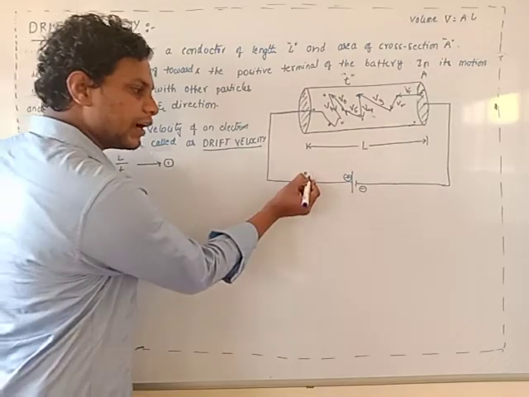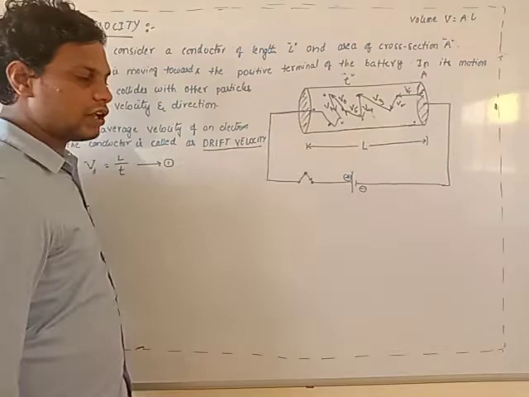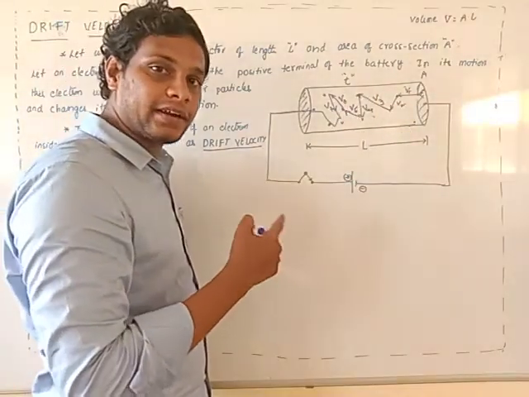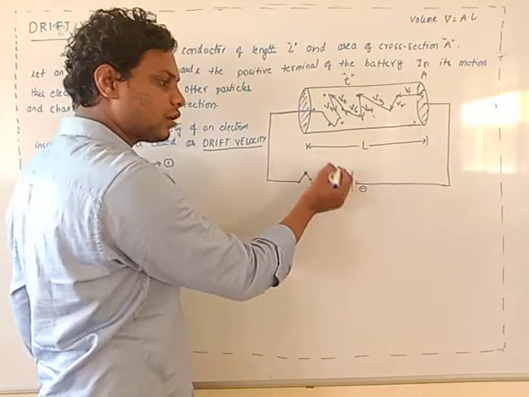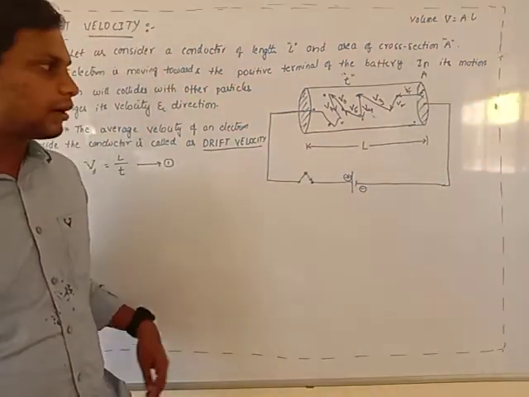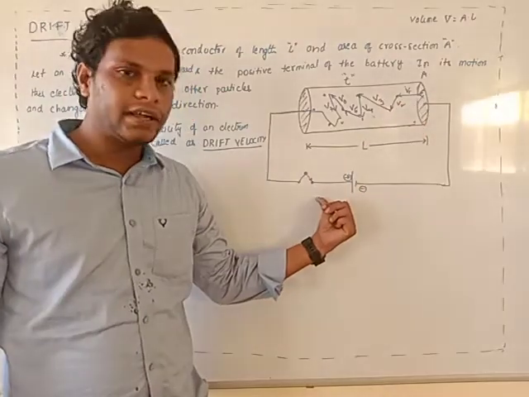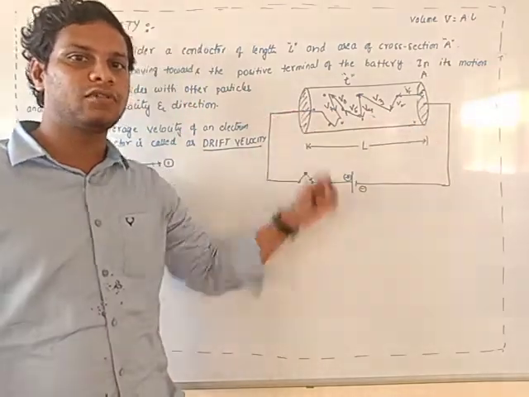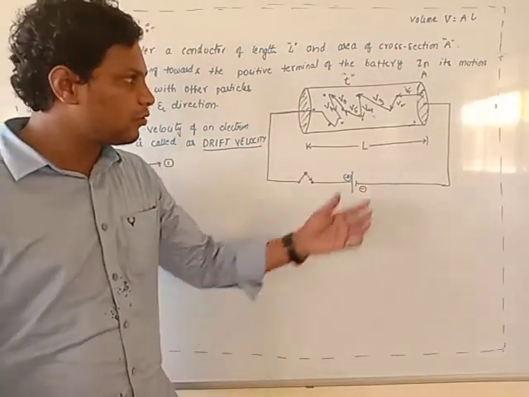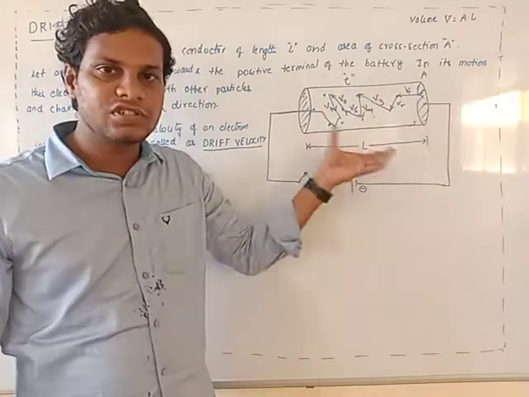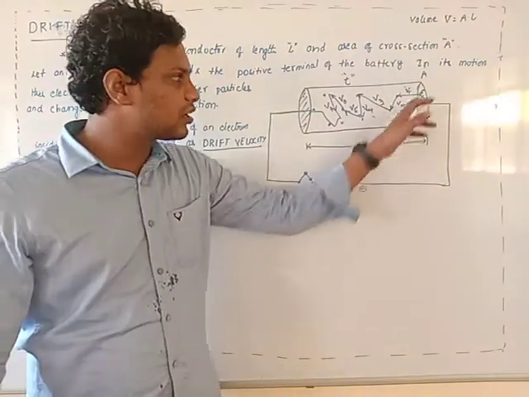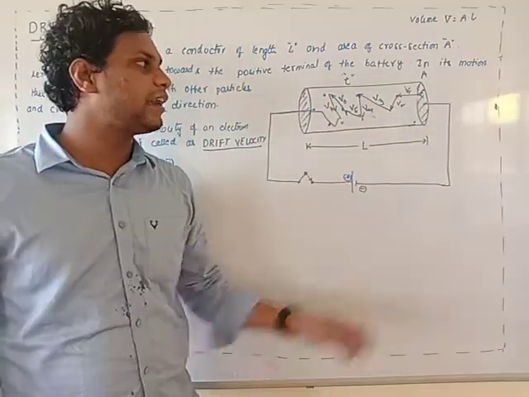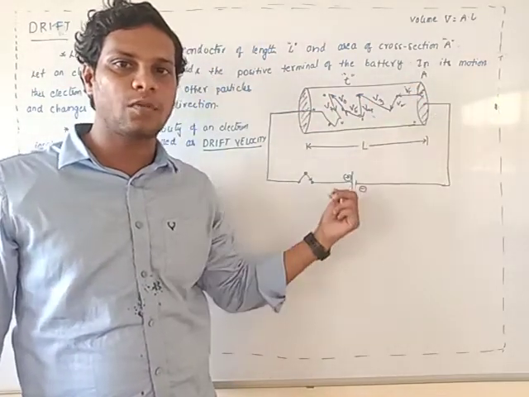Now for example, if I connect the battery, then this electron will be accelerated towards the positive terminal of the battery. Once again I will repeat, whenever you connect the battery, this electron is accelerated towards the positive terminal of the battery. Why? Because there will be a change in the velocity, and change in velocity is nothing but acceleration. So here the electron is accelerated towards the positive terminal of the battery.